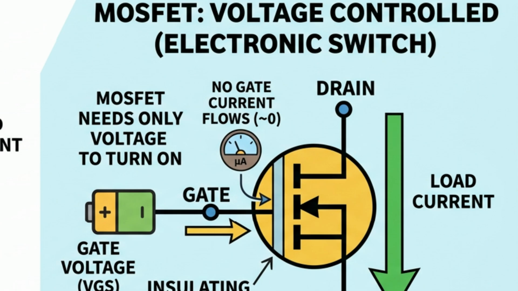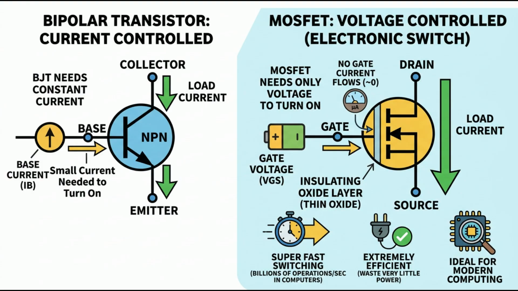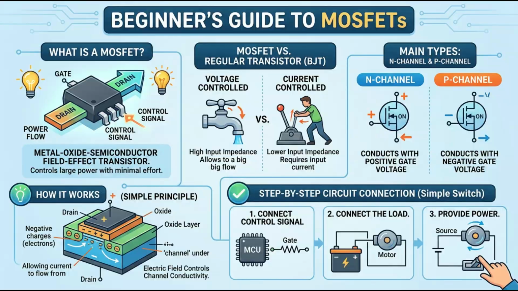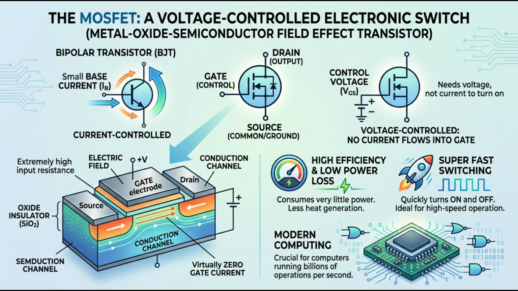The name stands for Metal-Oxide-Semiconductor field effect transistor. Unlike the bipolar transistors we talked about before, which need a small current at the base to turn on, a MOSFET needs only a voltage applied to its control pin, called the gate. Once that voltage is there, almost no current flows into the gate at all, because it is insulated by a thin layer of oxide. This makes MOSFETs extremely efficient.